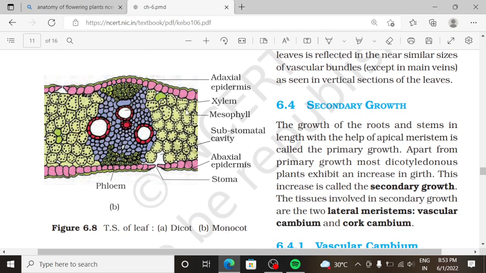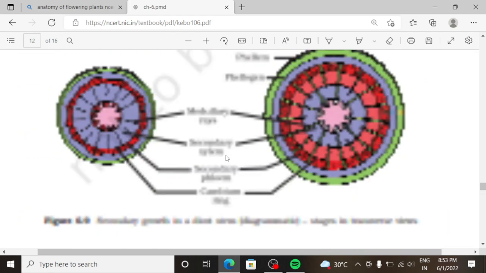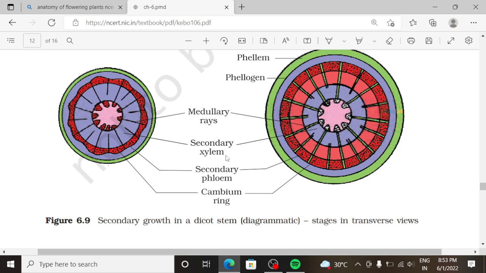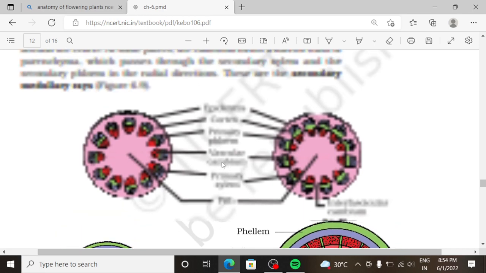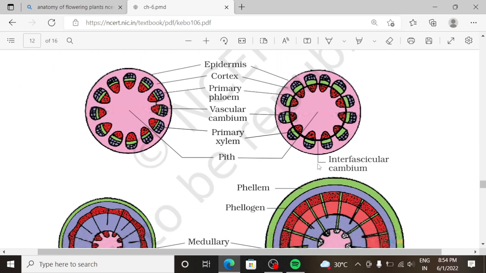Then here also in the monocot leaf structure, it also has adaxial epidermis, xylem, mesophyll, substomatal cavity, abaxial epidermis, stoma and phloem. The next diagram is of the secondary growth in dicot stem. So it is diagrammatic, it shows stages and transverse views. So you can see here the epidermis, the cortex, primary phloem, vascular cambium, primary xylem and pith. And here you can see the interfascicular cambium.